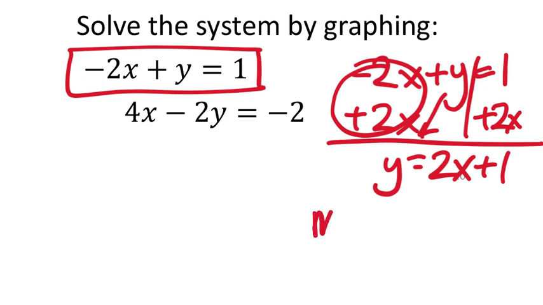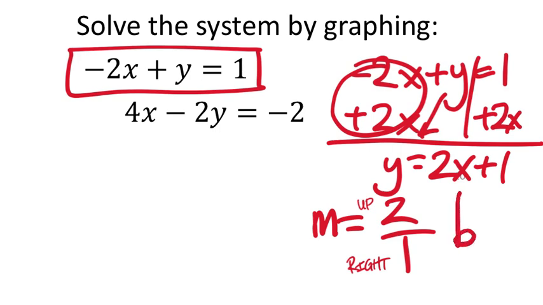I can see right here that my slope is 2, or 2 over 1. And since the 2 is positive, that would be up 2, and then to the right 1. Up 2 to the right 1, well, up 2 to the right 1 from where? That's our y-intercept, which is that plus 1 right there. But again, it's an ordered pair, 0, 1.